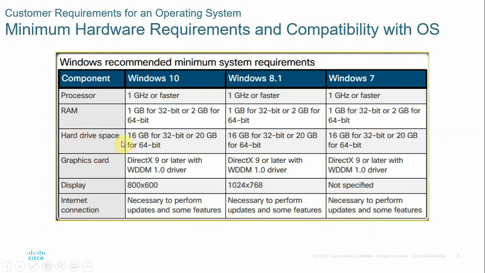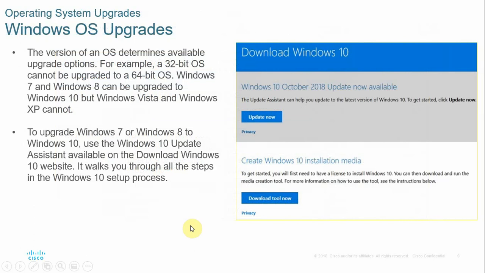And hard drive space, it should have a minimum of 16 GB for 32-bit and 20 GB for 64-bit to install your operating systems. We need a graphics card also, as well as a display, and an internet connection is compulsory, which you need when you are updating some important features in Windows.